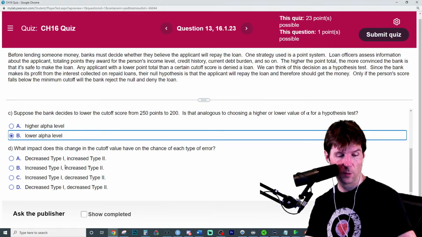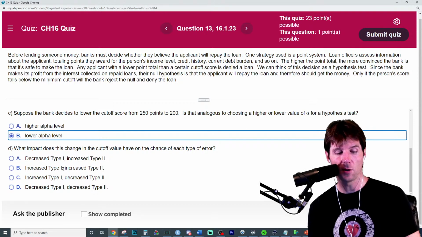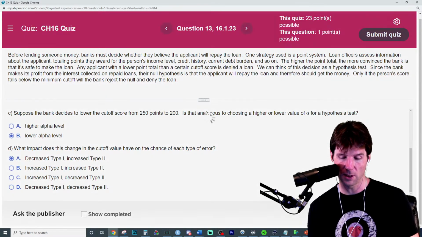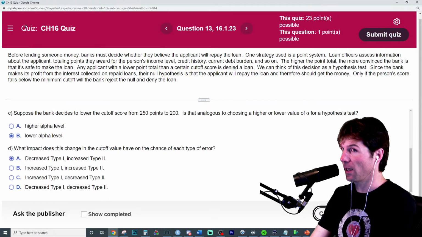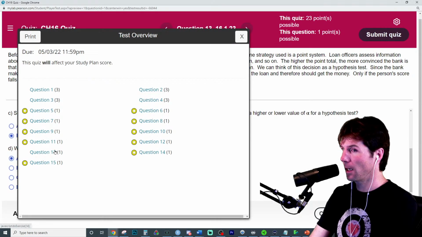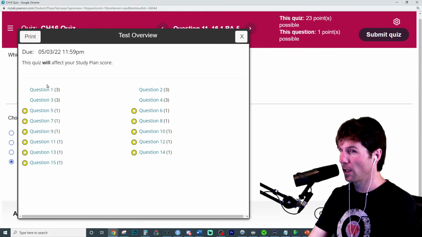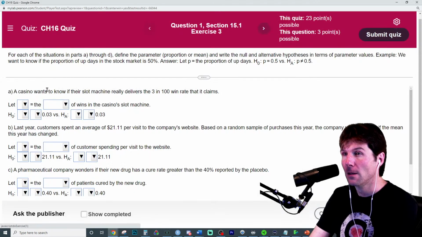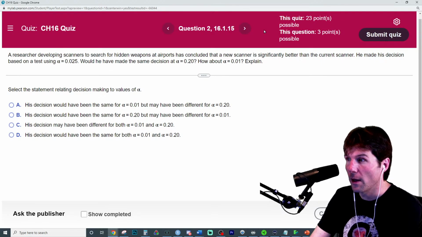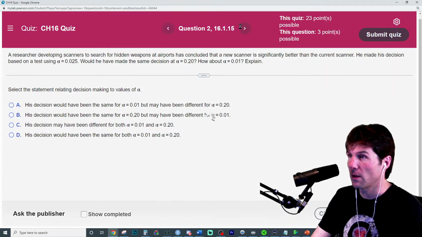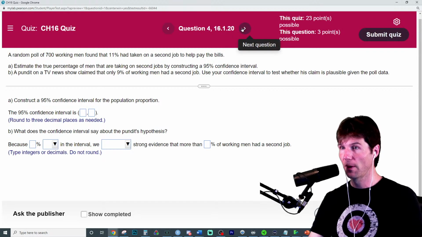So what type of impact does changing the cutoff have on the chance of each error? We are decreasing type 1 and increasing type 2. Decrease type 1, increase type 2. Woo! Good stuff. Got every question right here. Tough stuff. Good quiz. And if you're looking for the first 4 questions on this quiz, does it go in the same order? That's the first we did. That was like the third. So I think it's almost the same, but it goes in a little different order. Well, that's got all of them.